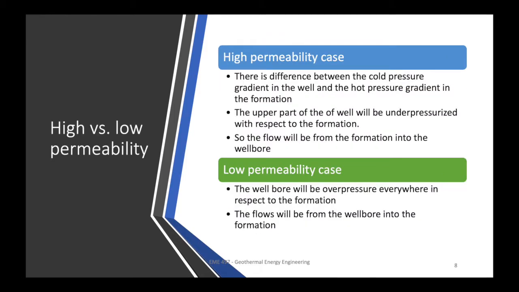As mentioned before, there is a difference between wells that are highly permeable and wells that have low permeability. In high permeability wells, there is a difference between the cold pressure gradient in the well and the hot pressure gradient that is in the formation.